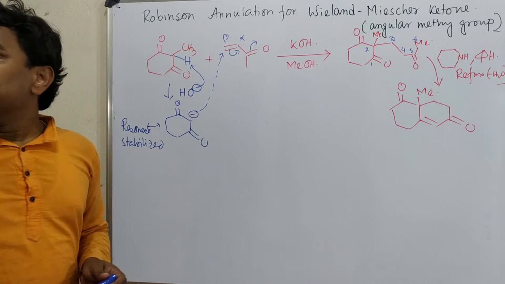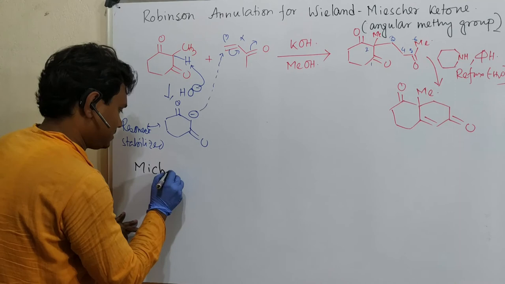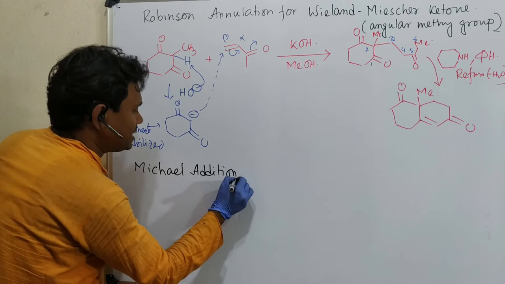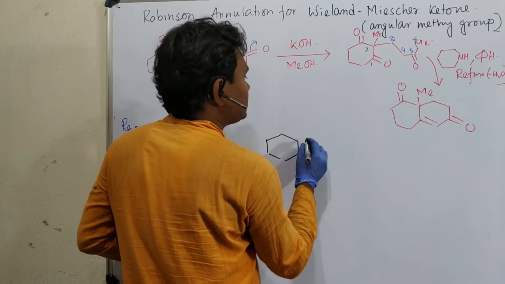I guess you must remember these steps, I mean not remember, understand. Michael addition. This scientist name may be wrong, please check from a textbook or Google. Fine. This is Michael addition, and the second step is aldol type condensation. Let me draw it here such that it becomes easier for you to understand.